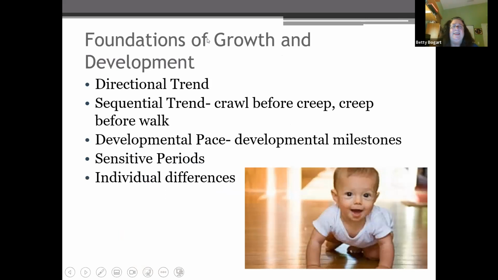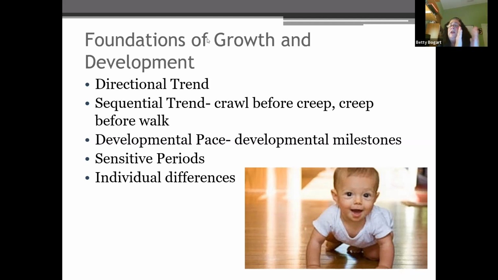There are different ways to describe the growth and development in children. This is part of your readings also: directional trends, sequential trends, and developmental pace. I have some Kahoot questions on these that you can look at, and we'll discuss them more. Sequential is probably the most important of all of them.